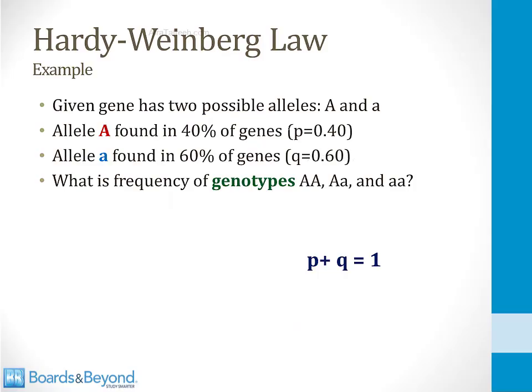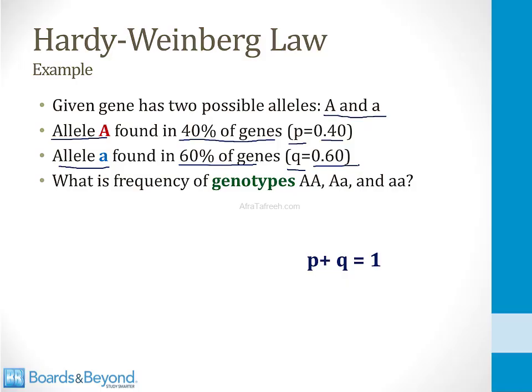Let's assume that a given gene has two possible alleles, which we'll denote as capital A and lowercase a. And let's suppose we know that the allele capital A is found in 40% of genes. We'll denote this 40% as the variable p, and we'll say it's equal to 0.4. If allele capital A is found in 40% of genes, then allele lowercase a must be found in the remainder of the genes, in other words in 60%, because there are only two possible forms of this gene. We'll denote the frequency of allele little a as the letter q and say that's equal to 0.6.